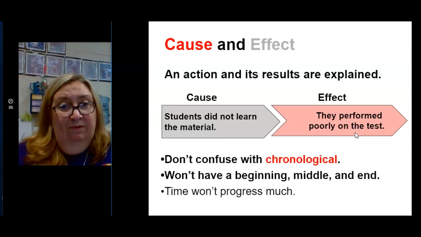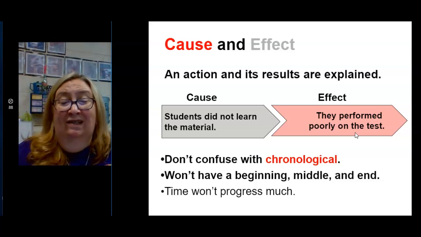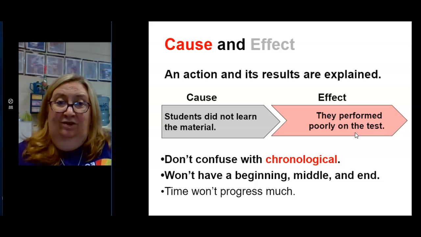So don't confuse this with chronological. This doesn't have a beginning, a middle, and an end. Time doesn't progress, or if it does, it doesn't progress much. It's simply one action to the next action.